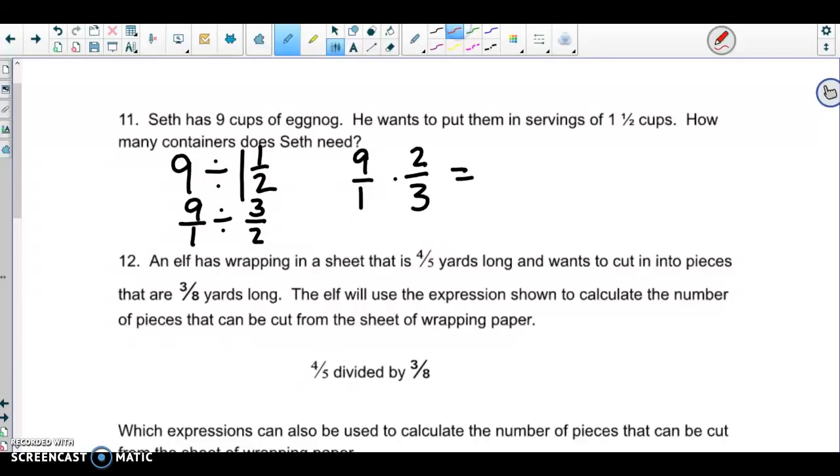I can simplify this one. Yay! 3 goes into 3 once, and 3 goes into 9 3 times. So really, I just have 3 times 2, which is 6 over 1, but we're just going to leave it as 6. So you need 6 containers.